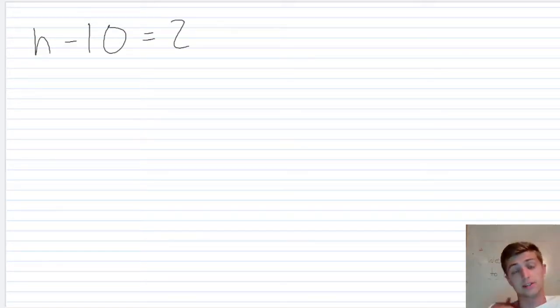n minus 10 equals 2. We want to solve for n. Solve means get n by itself. Right now, we ask the question, what's happening to n?